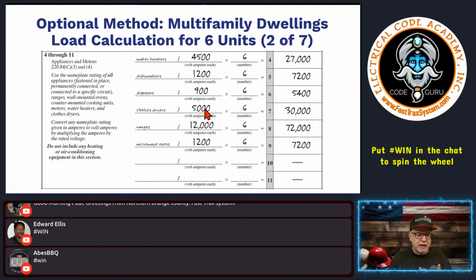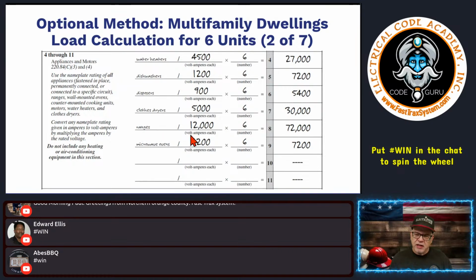The clothes dryer, it told us it was 5,000. That's what we use, okay? If it was 6,000 for the clothes dryer, you put 6,000 here. If it was 4,500, you put 4,500 here because we're not doing the standard method. We're doing the optional method. And the optional says take the nameplate. The standard method says 5,000 or the nameplate, whichever is greater. We're just doing the optional. So we're taking nameplate right there.